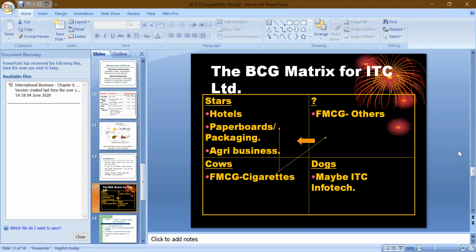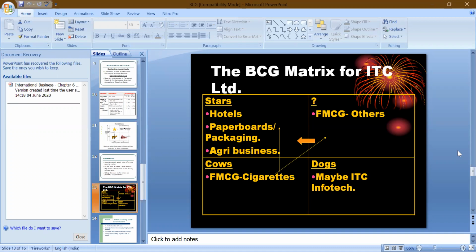Now there are a couple of FMCGs where the competition is very intense. Companies like Hindustan Lever, Procter and Gamble, PepsiCo and Coca-Cola have come into these businesses, making it very stringent in terms of operations and competition. So ITC has to take a call: should they be in that business or not? So it's a question mark. They can take either call, as I've already mentioned. They can either sustain there, have deep pockets, invest, stay put, build market share, or they can always divest.